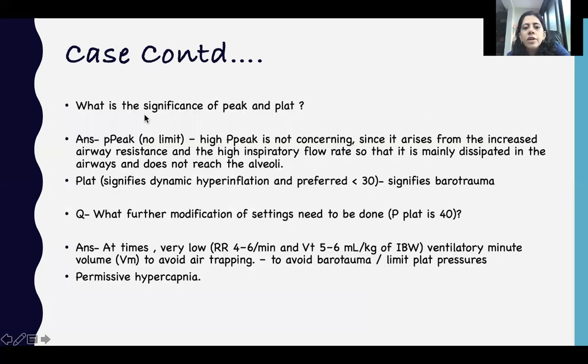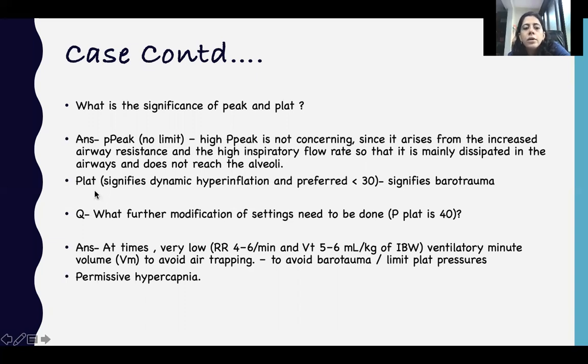So what is the significance of peak pressures and plateau pressures in a patient of obstructive airway disease on invasive ventilation? The peak pressures may be very high and there cannot be any limit to this. High peak pressures are not of any concern in these patients because this arises mainly from the increased airway resistance or the high inspiratory flow rate that we set to allow a better expiratory time.